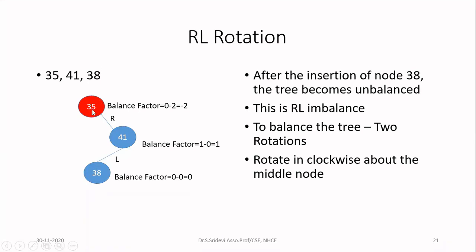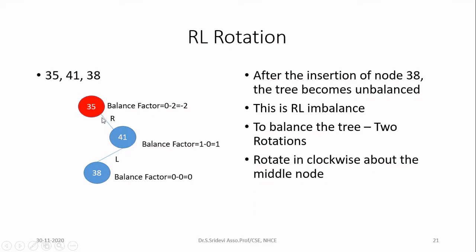So we need to now balance only this node 35, right? First I have to find out the type of the imbalance. Start from this node 35 and proceed towards the newly inserted node. Give a letter for two links alone. So first I'm starting from 35.